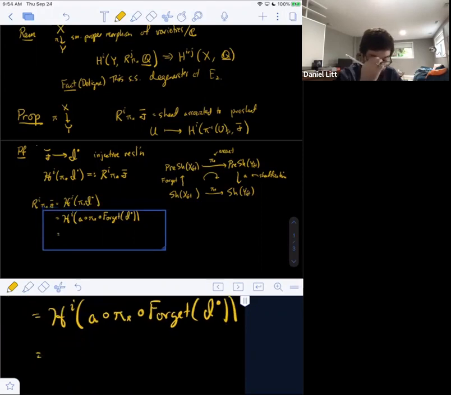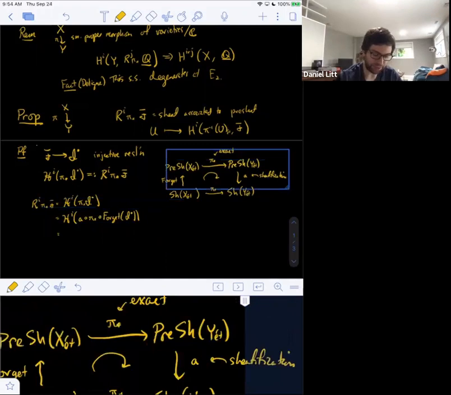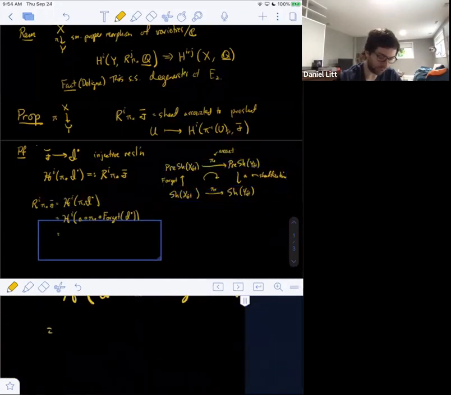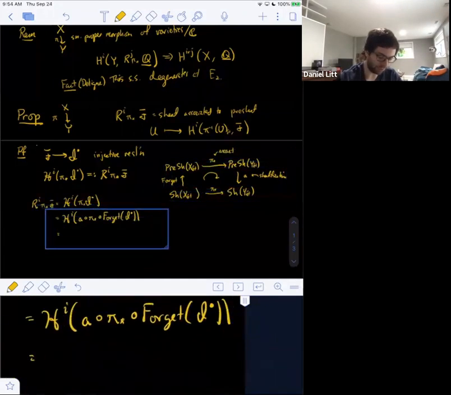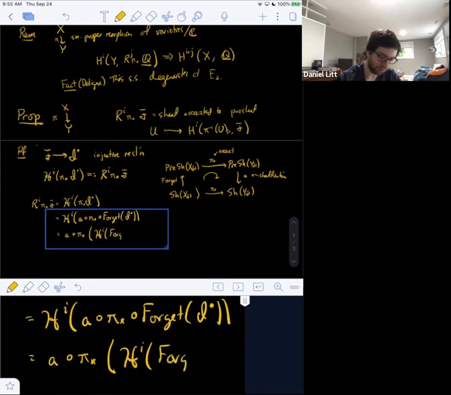Now, I already explained that π lower star was exact. Sheafification is also exact, so we can pull it out of this cohomology. So we're really taking A composed with π lower star, the pre-sheaf version, applied to H^i of forget I bullet.